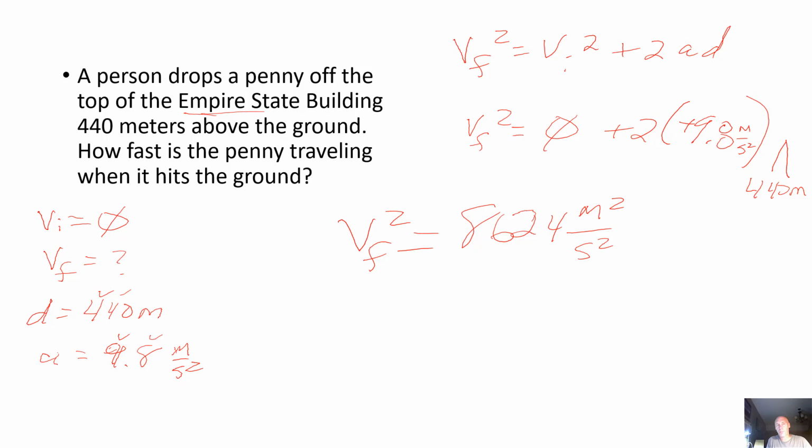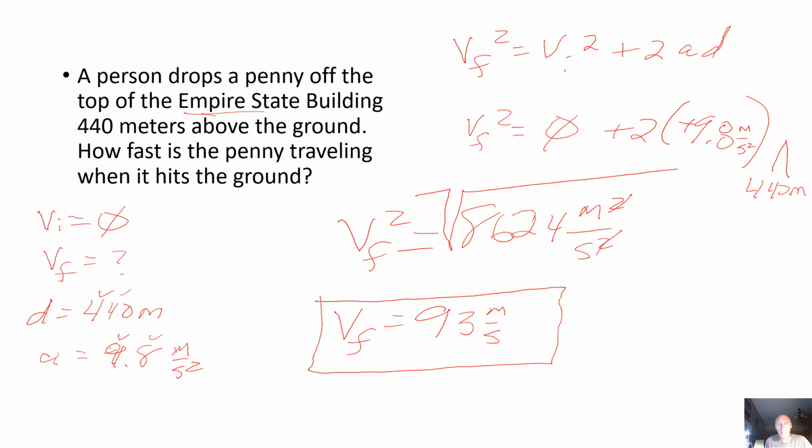Okay, so to solve for this, the Vf squared, you need to take the square root of both sides, reduces that to that, and the square root of 8624 turns out to be about 93 meters per second. Which, if you were to convert that to miles per hour, is a little over 200 miles per hour.